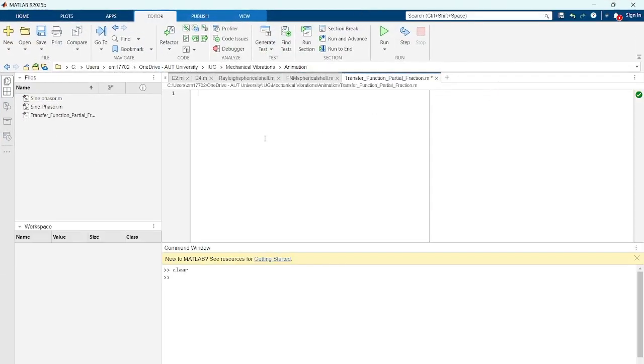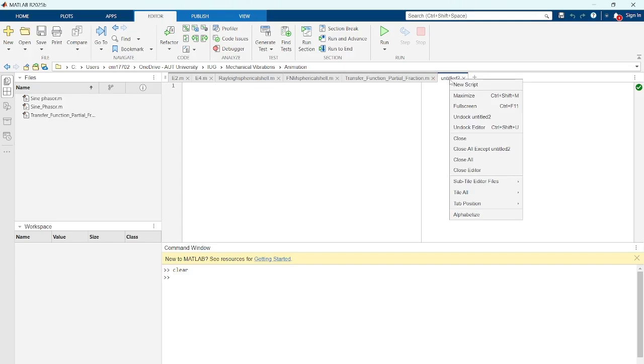So that's the MATLAB interface. I'm not sure if you guys are aware of this software. Whenever you open MATLAB, you have to create a new script. You can create a new script from here. So now you are in the new script. I already have a lot of scripts open which I can't shut down at the moment. You can name the script, or you can name it once you are saving it.